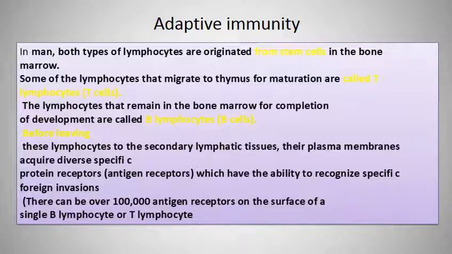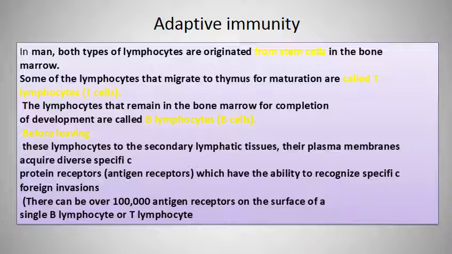Now, before leaving these lymphocytes to the secondary lymphatic tissues, for example the lymph nodes and the spleen, on their plasma membrane they acquire diverse specific protein receptors. We will come to that and show you some pictures about that. These specific protein receptors are called antigen receptors. Antigen receptors have the ability to recognize specific foreign agents or foreign invasions. Now, it has been found that there are over 100,000 antigen receptors on the surface of a single B lymphocyte or a T lymphocyte.